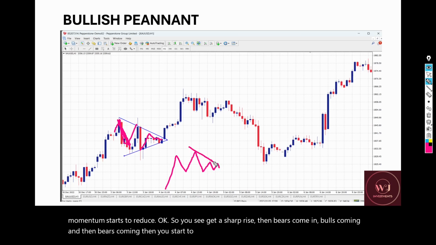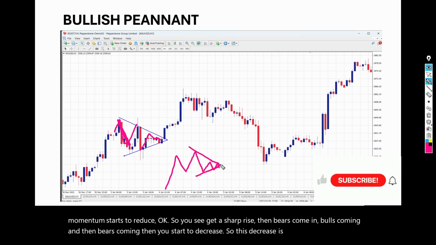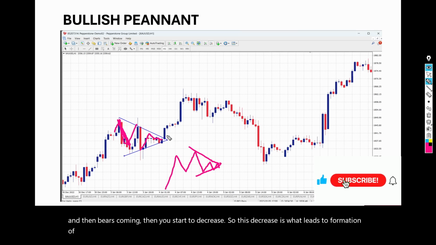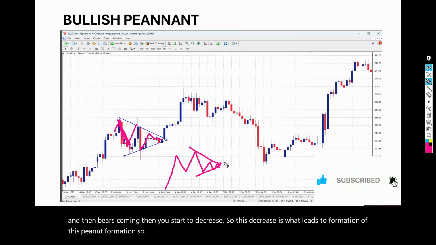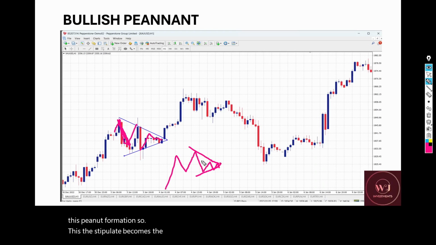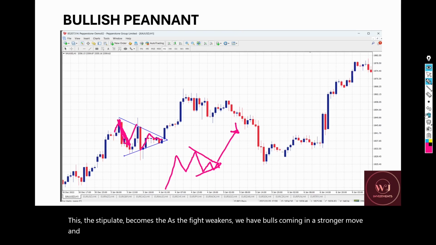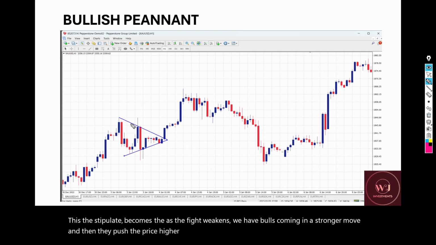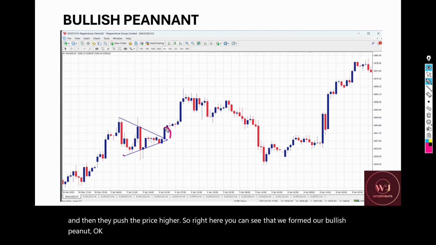So this decrease is what leads to the formation of this pennant. The steeper it becomes, as the fight weakens, we have bulls coming in with a stronger move, and then they push the price higher. So right here you can see that we formed our bullish pennant, and then here we got our breakout candle. On this breakout candle, that is where we put our entry point.